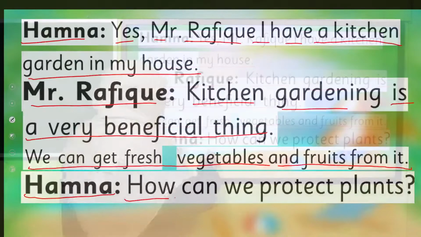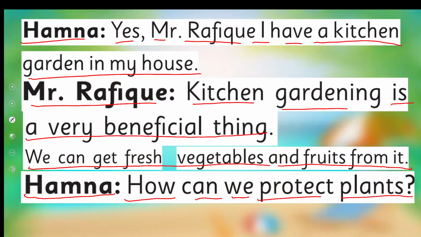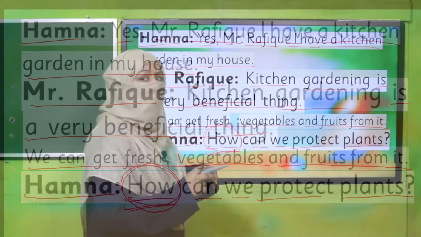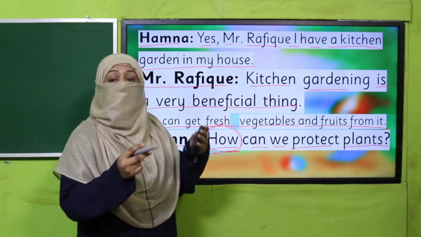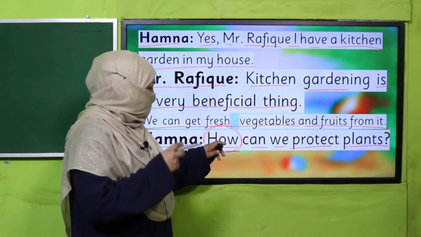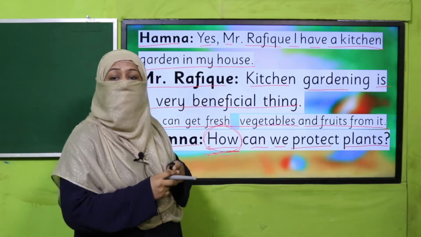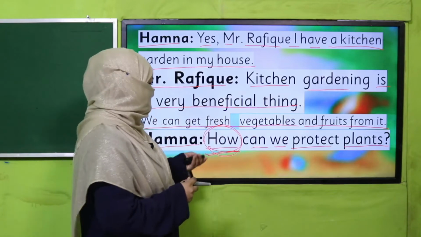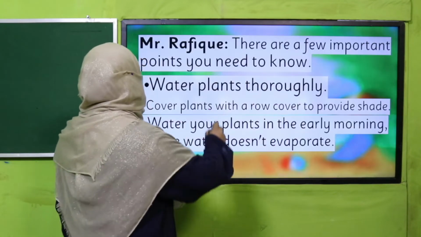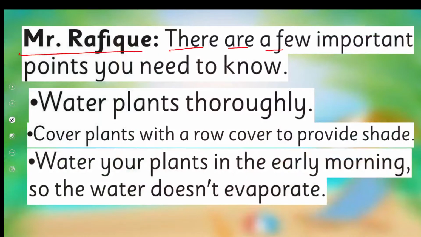Hamna, how can we protect plants? Now this "how" is telling us she wants to know the ways. What are the ways? This is how we find out. How can we protect? Once again, it's an interpretive question, so it needs a detailed answer. What type of things can we do? Mr. Rafiq, there are a few important points you need to know, right? Now he's answering in detail, and what those points are: number one, water plants thoroughly.